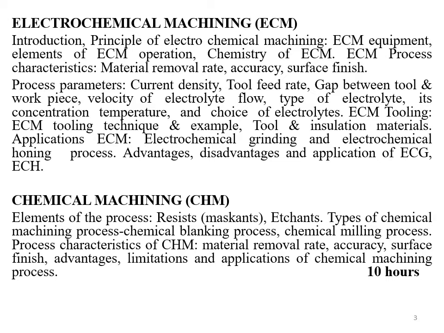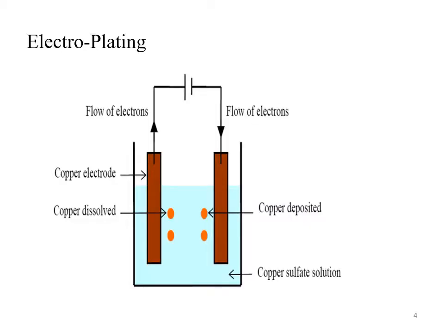This is the whole syllabus of module 3 as per the VTU syllabus of non-traditional machining processes. It is elective for you people. So let us proceed with the electrochemical machining process.